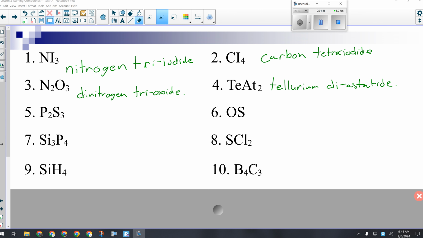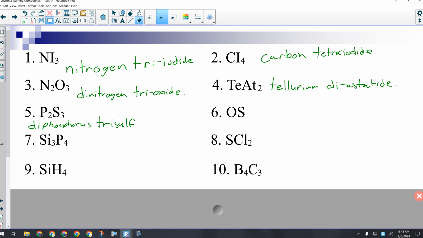All right, so for number 5, I've got 2 phosphorus, so I'll have to go diphosphorus. And then I've got 3 sulfurs, so trisulfide. If you've got questions about these as I go through them, don't be afraid to ask. For number 6, I've only got 1 oxygen, so that doesn't need a prefix. Oxygen, and then there's 1 sulfur, so that would be monosulfide.